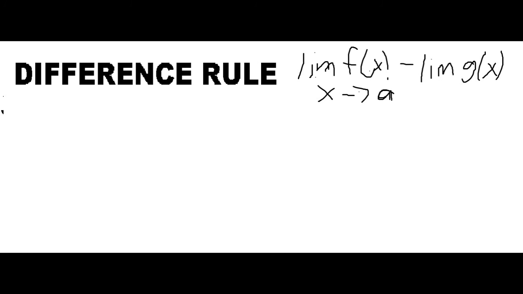So, difference rule. Difference rule is the limit of a difference is equal to the difference of the limits. Yung formula for that is limit of f of x minus g of x as x approaches to a. So, ito yung magiging formula niya. So, guys, we have limit of f of x minus the limit of g of x as x approaches to a. So, example.